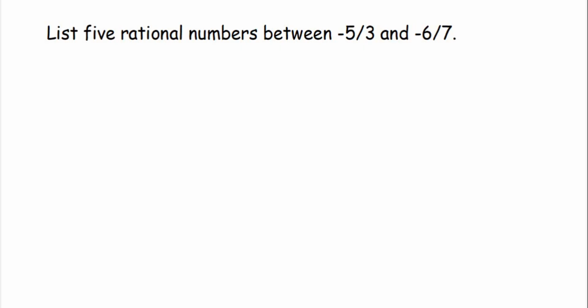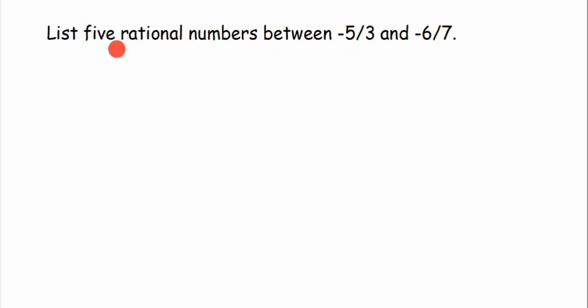On rational numbers. List 5 rational numbers between minus 5 third and minus 6 seventh. Now this type of questions are really important. I have seen this in many question papers. Sometimes they ask you to find 5 rational numbers, sometimes 3, sometimes 10. But the method of finding rational numbers between two rational numbers is the same.